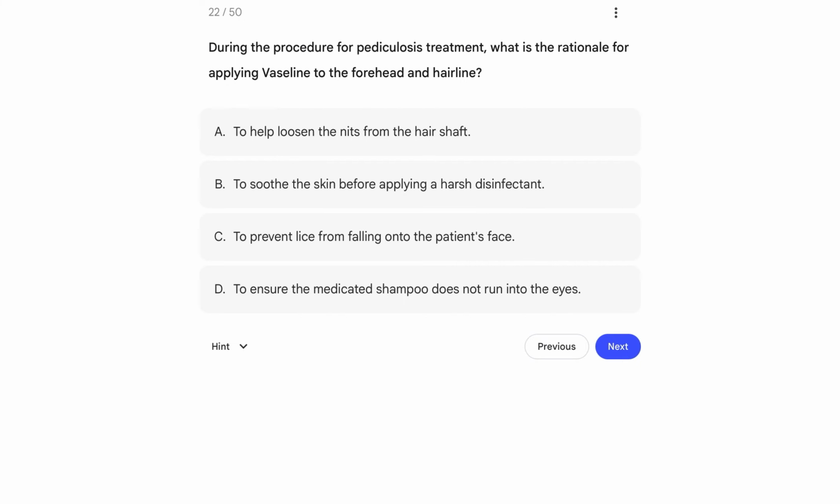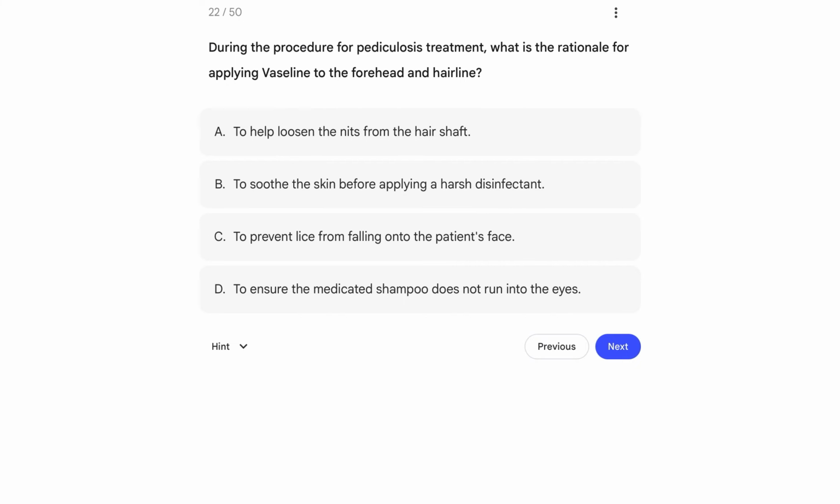Is that the answer? Option B, to soothe the skin before applying a harsh disinfectant. You are applying some irritant solutions to the hair, so to prevent the irritation, you are applying the Vaseline on the forehead. Is this the answer?